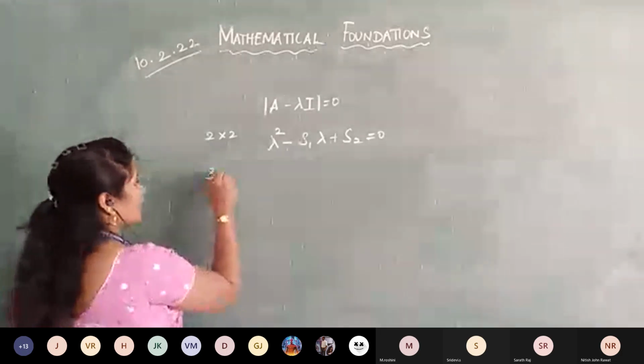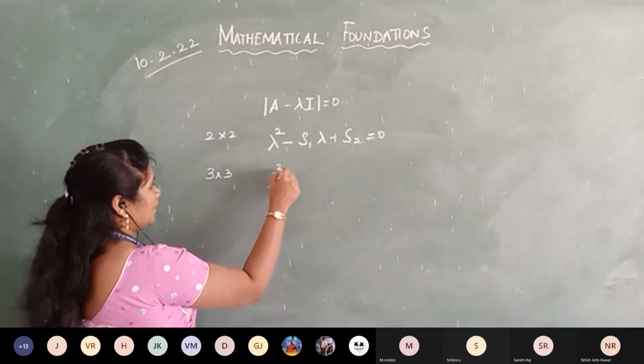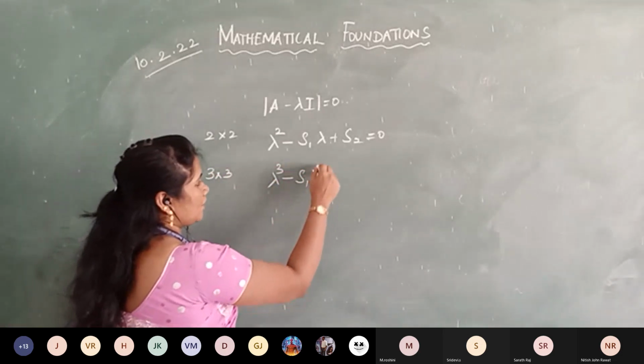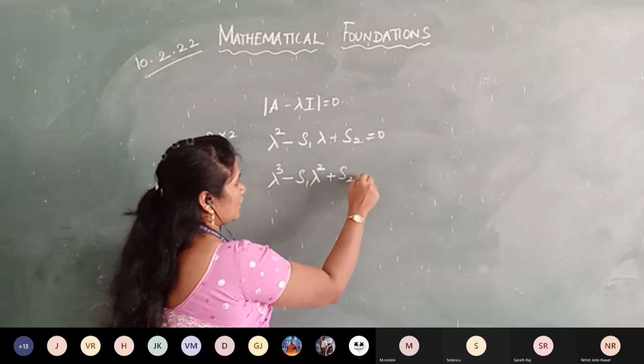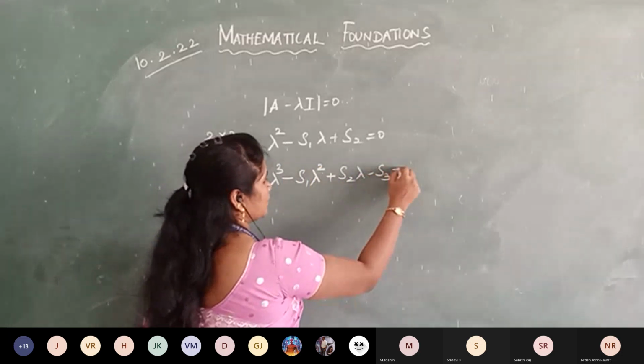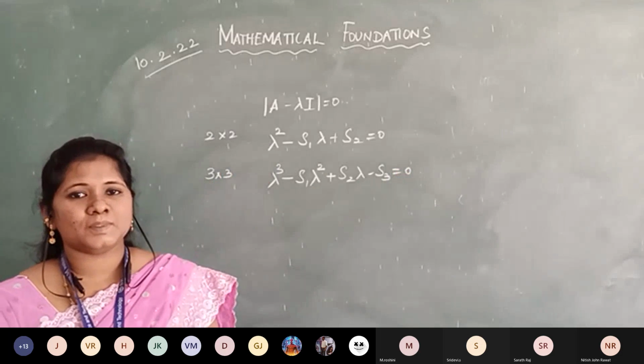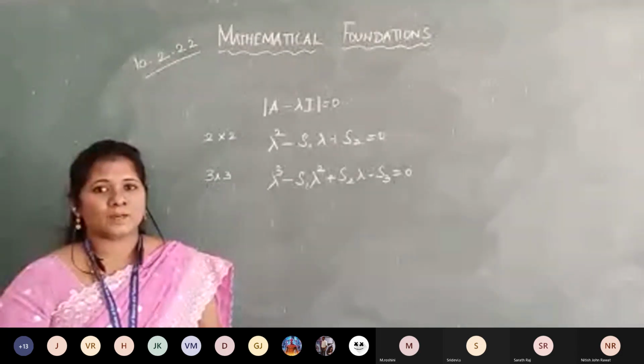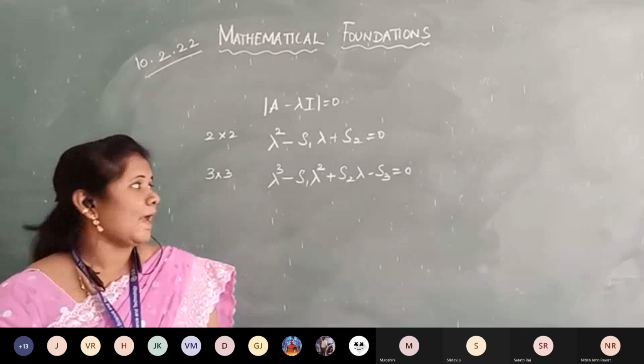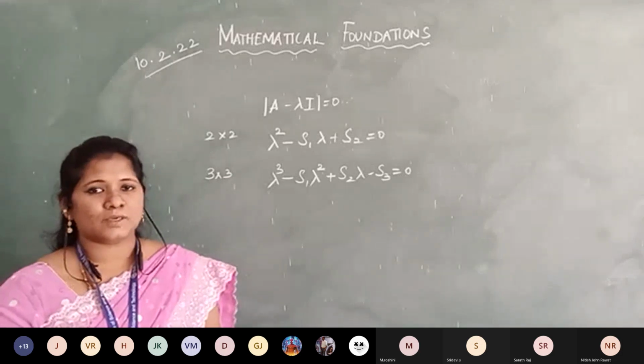Okay, for a 3 cross 3 matrix, it will be lambda cube minus S1 lambda square plus S2 lambda minus S3 equal to 0. Okay, and here your S1 is your sum of the main diagonal elements, S2 is the sum of the minors of the main diagonal elements, and S3 is your determinant of A.